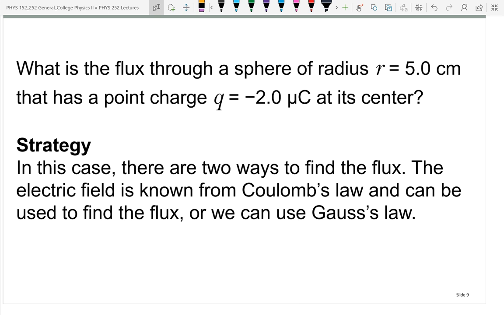So what is the flux through a sphere of radius r equals 5 centimeters that has a point charge of q equals minus 2 microcoulombs at its center? That's not a full problem. That's just asking what the flux is. So there are two ways you could find the flux. One would be to use the equation for flux, and one would be to use Gauss's law.